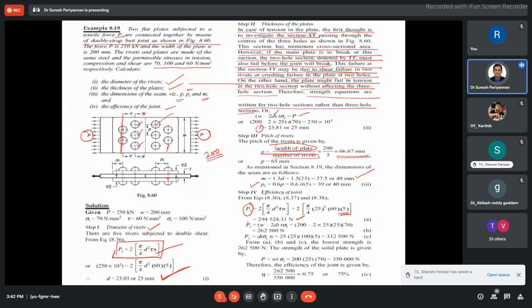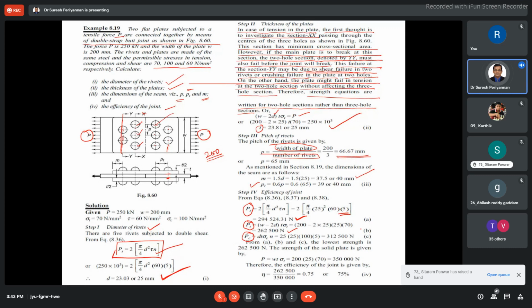Now we know PT, the tension. We have found it here. Now (W minus 2D) into T into sigma T, that is nothing but 262,500 Newton. This is the shear resistance we know. Now we know the crushing resistance with respect to compressive stress. The permissible compressive, permissible tensile and permissible shear stresses are all given in the problem. Then find all three forces: shearing resistance, crushing resistance and tensile resistance. Then whichever force is the least should be considered for finding the efficiency of the joint.